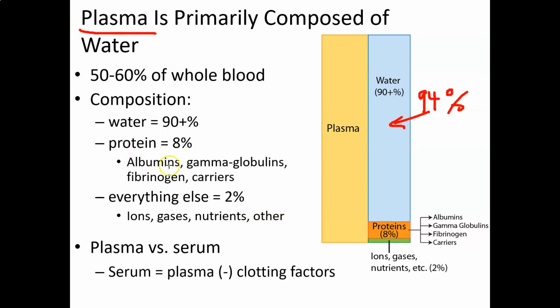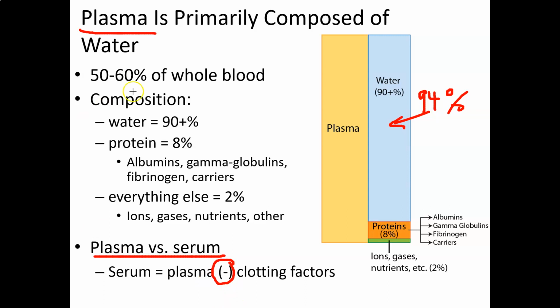We will talk more about proteins in a second, but again, I just want to emphasize plasma versus serum. Serum, remember, is the plasma with the clotting factors removed, so minus the clotting factors. And again, you can inactivate them, or you could use some other method to have them clot and remove them, or anything that inactivates or removes the clotting factors would cause plasma to become serum.